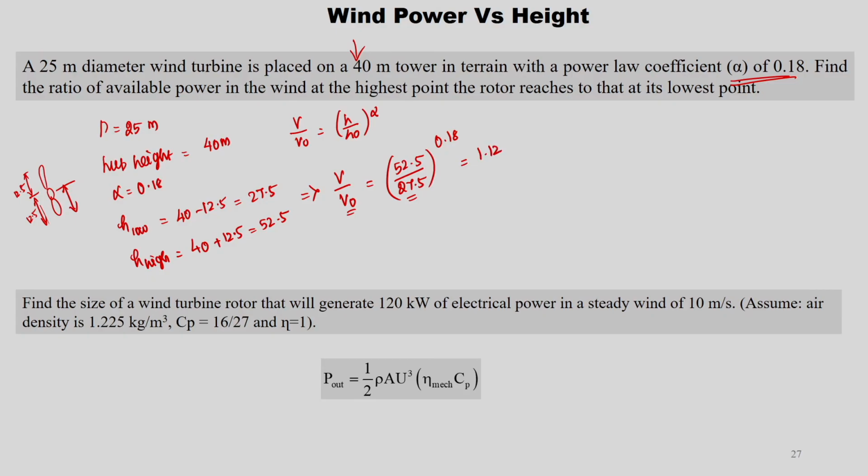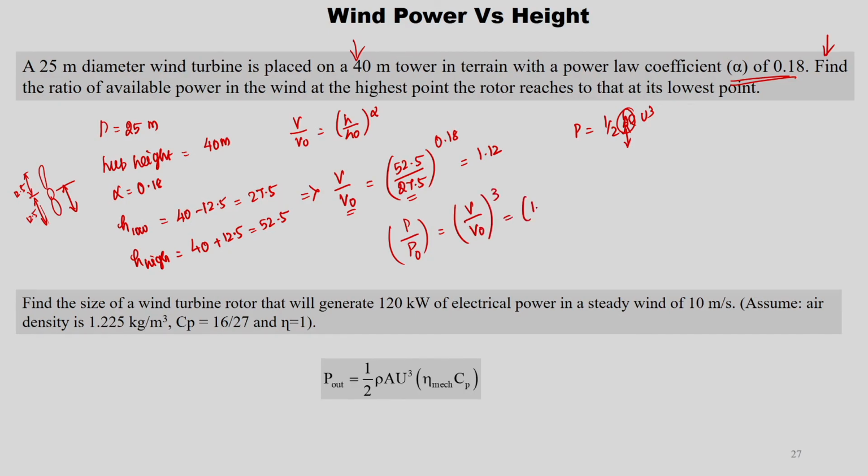But that is not what is asked here. Here it is asked to find the ratio of available power. We already know that power is proportional to the velocity to the power of three, because power is proportional to rho A u cube. If area and rho are the same for the two situations, then it is proportional to u cube only. So, P upon P naught is nothing but V upon V naught whole cube.